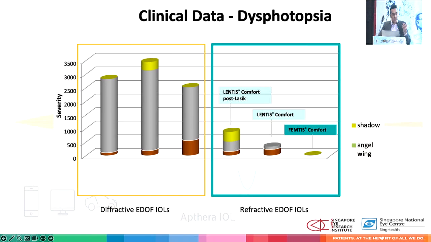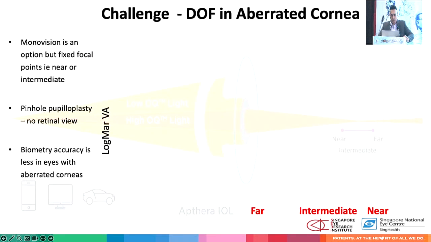Of course, the range of dysphotopsia with different multifocal lenses varies. My go-to lens now is a refractive multifocal lens, but even with refractive lenses, if you put them in these post-myopic LASIK patients, they do have higher rates of glare and halos. And in most diffractive multifocal lenses, these levels are much higher anyway.